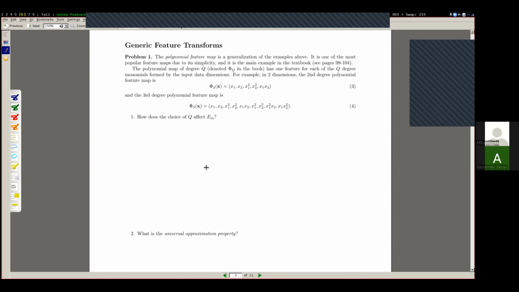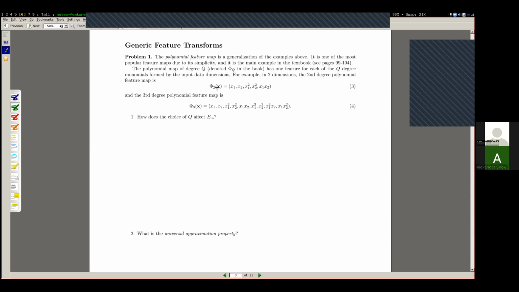Okay. So the generic feature transforms. The polynomial feature map, a generalization of the examples that we saw above. It is one of the most, if not the most, popular feature maps because it's relatively simple and really, really powerful. The textbook devotes 5 pages to it if you want a really example-focused explanation. The idea is that if we have a Q degree polynomial, we're going to use all possible monomial combinations of Q different terms.